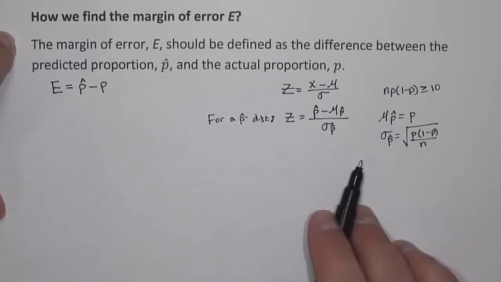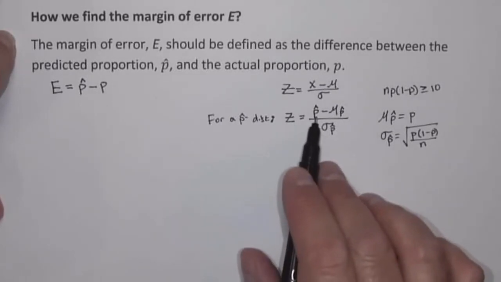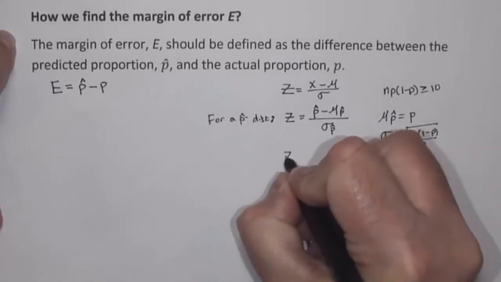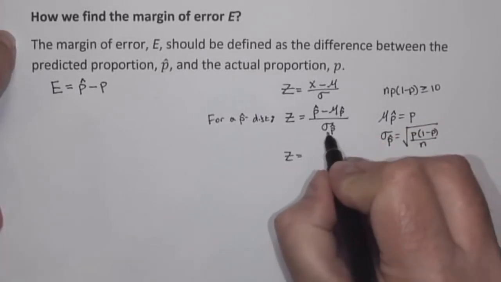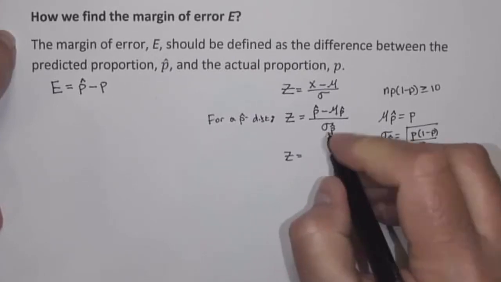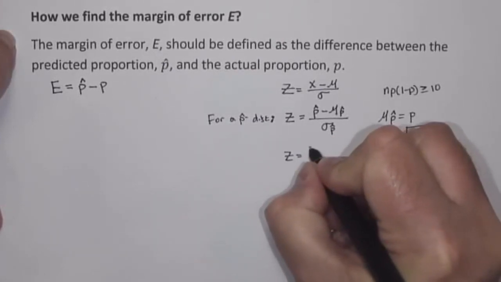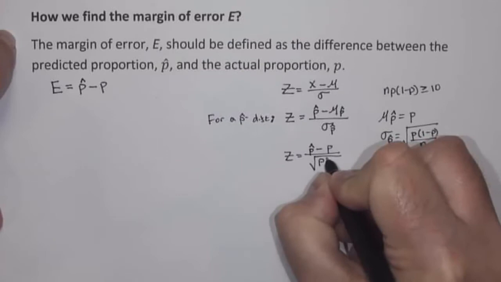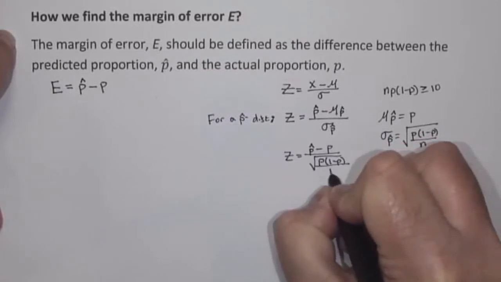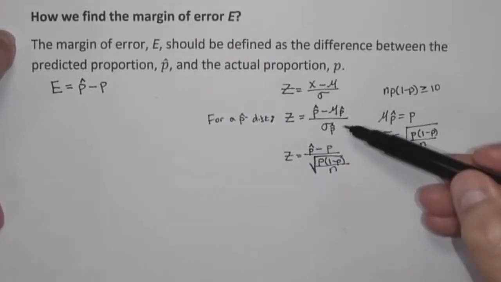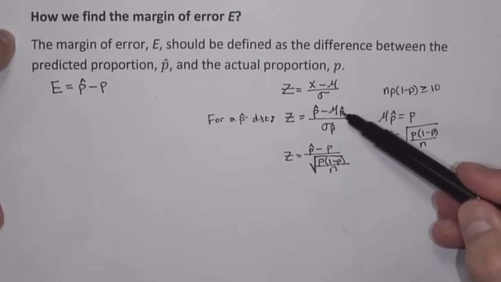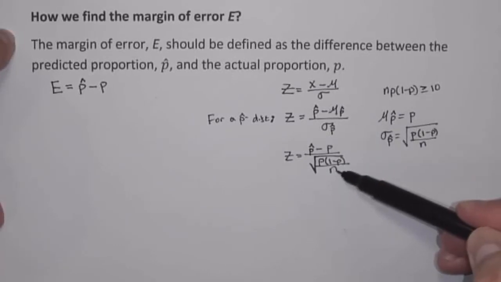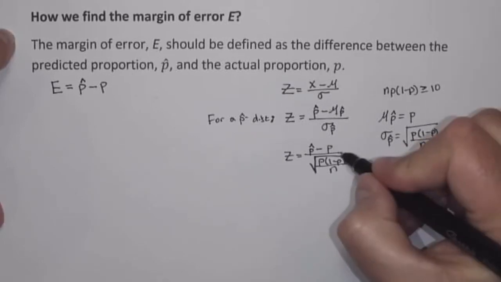So this is true. If z equals p hat minus the mean of the p hat distribution divided by the standard deviation of the p hat distribution, and the mean is p, and the standard deviation is the square root of p times 1 minus p over n, then what I have here is p hat minus p over the square root of p times 1 minus p over n. So this becomes this when I recognize that the mean of the p hat distribution is p and that the standard deviation of the p hat distribution is the square root of p times 1 minus p over n.